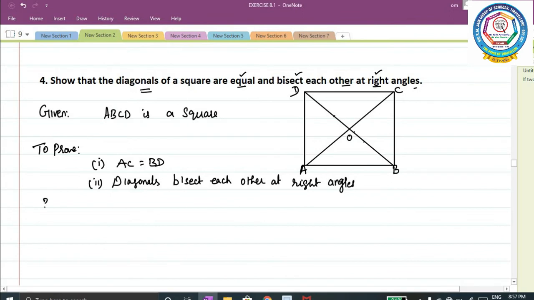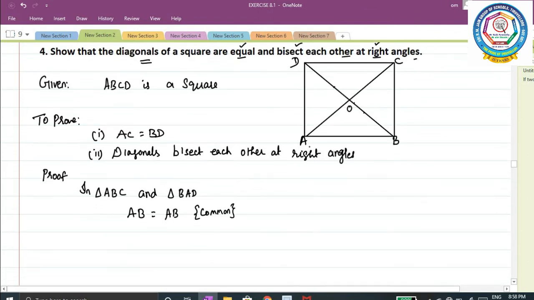Proof. First I am going to take triangle ABC and triangle BAD. In both triangles, first I am going to prove it is a congruence. In both triangles, AB is common. AB is equal to AB. It is common.